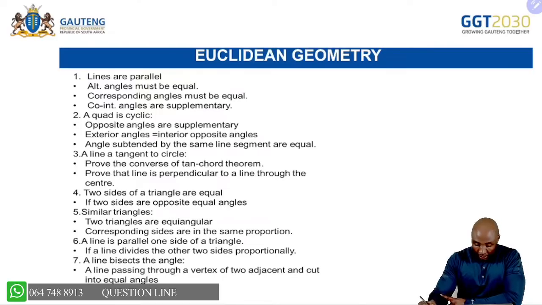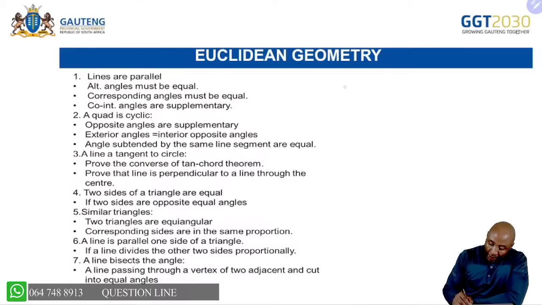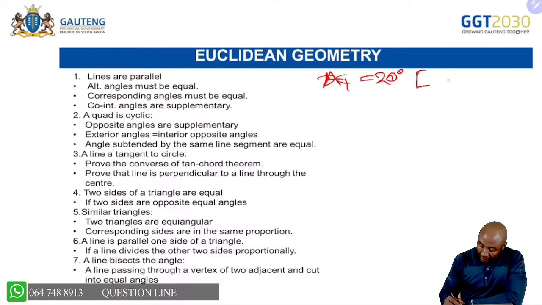Now, if we have parallel lines, we know that we have alternate angles, corresponding angles, and co-interior angles. When we are giving reasons, it is important that if you have x or a1 is equal to 20 degrees, then you are saying these are alternate angles equal.